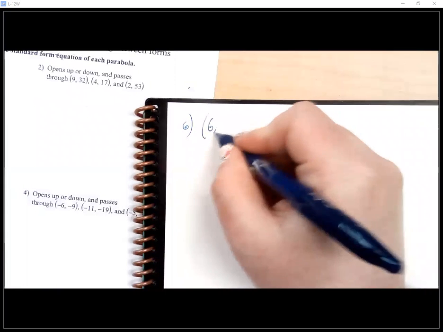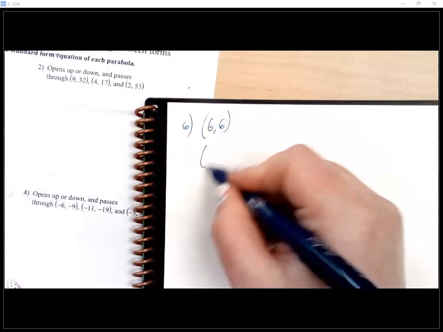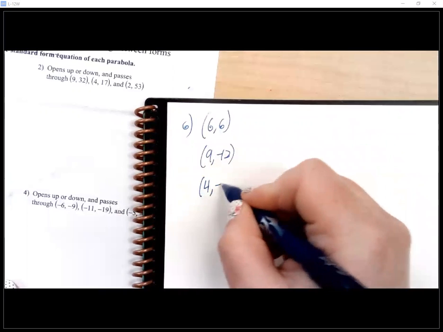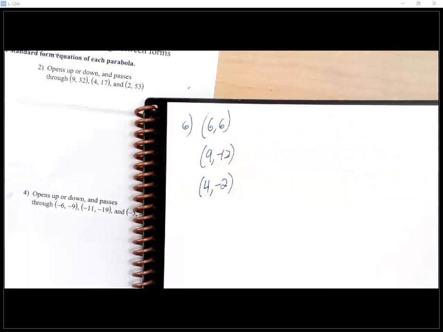Okay, so everybody go ahead and, yes, go so fast. Go ahead and take your points for number 6. So we have (6, 6), (9, -12), and (4, -2). So go ahead and take a moment and see if you can write the 3 equations that those 3 points produce. Okay, take a moment. Don't go past that. We all got to make sure that we have the right 3 equations.